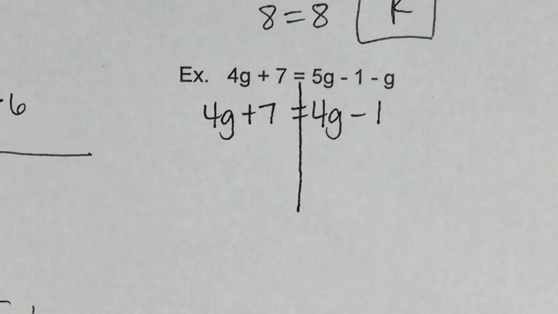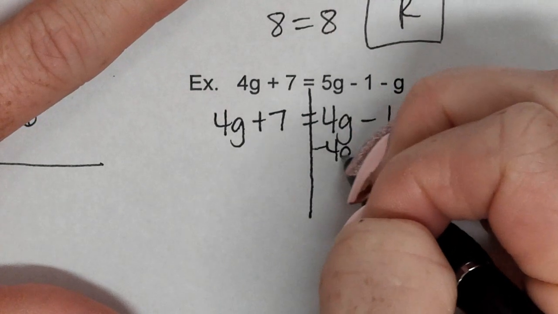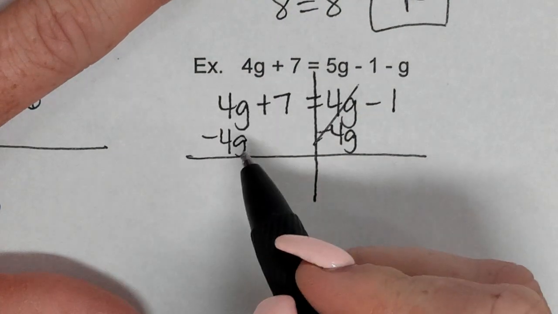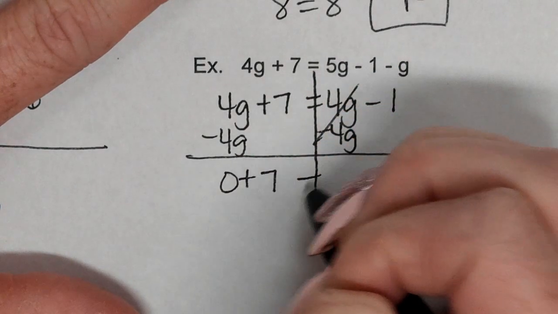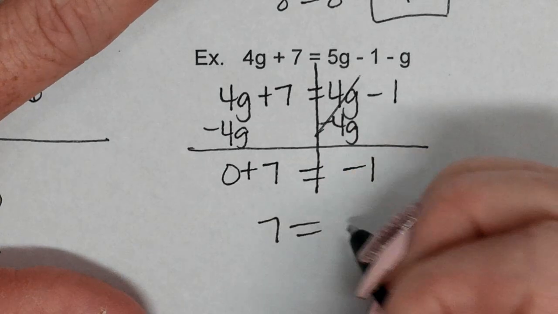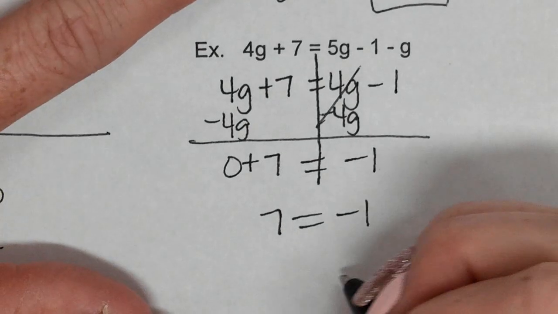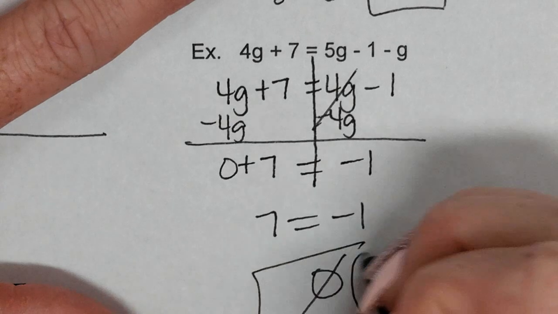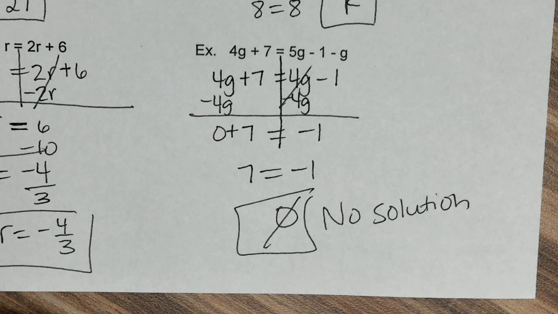Let's go solve it. Let's pretend we didn't know that. Here we go. I would need to move this 4g to the left by subtracting. What is 4g minus 4g? 0. So I have 0 plus 7 equals negative 1. 0 plus 7 is 7. Does 7 equal negative 1? No. That means there is no solution to this problem.